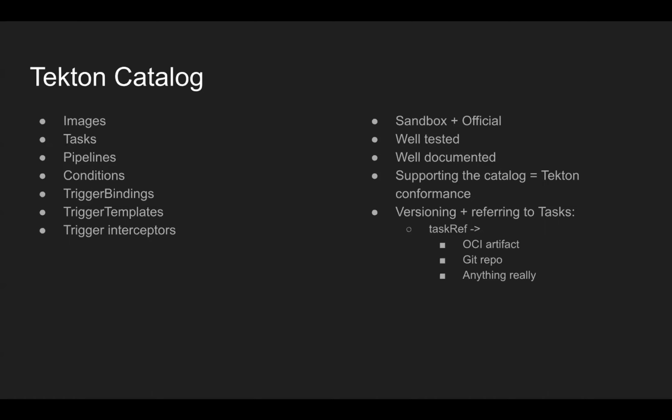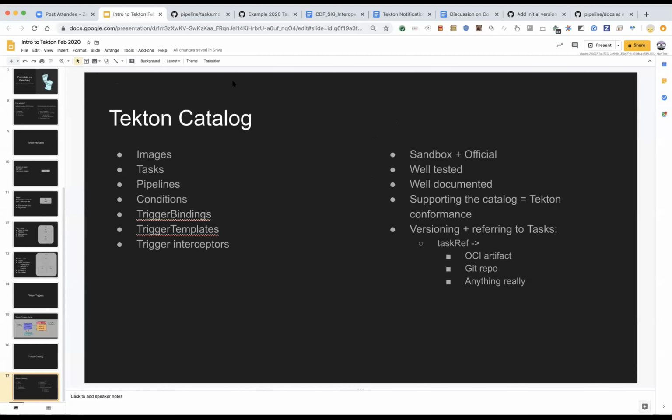And a lot of this is aspirational. If you look at the catalog today, you will not see all of this. So it's work that we need to do, but it's also very important that you be able to version these tasks so you can make changes to them without breaking people. That last part is probably too specific to Tekton to really get into. But yeah, that is everything that I had to present today. So does anybody have any questions or anything they'd like to know more about?